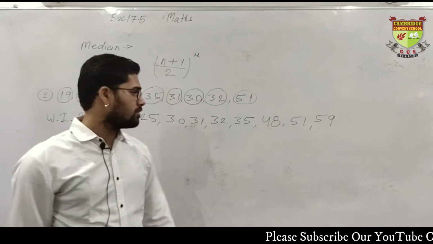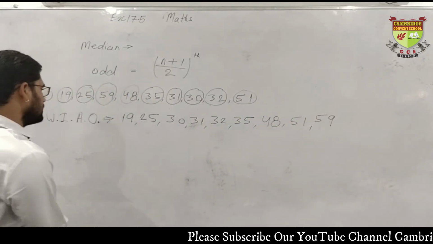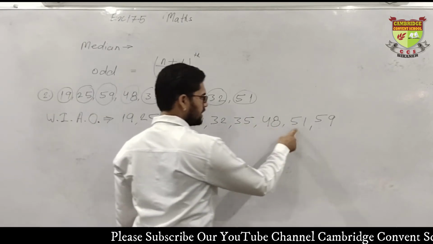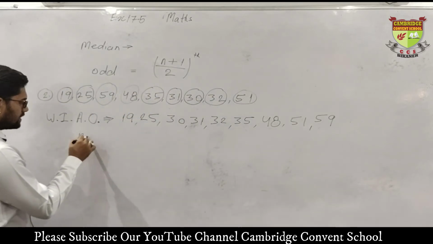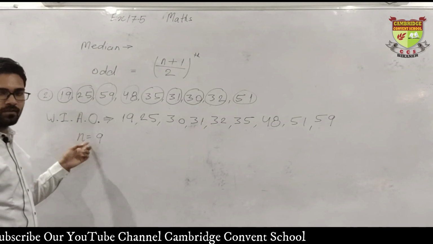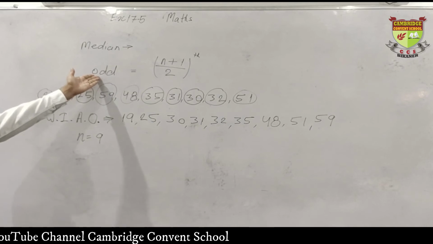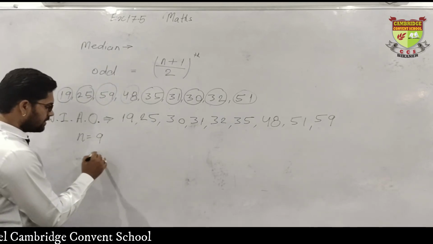Now we will count how many numbers there are. 1, 2, 3, 4, 5, 6, 7, 8, 9. 9 numbers are there, so n is 9. Is 9 odd or even? 9 is, of course, an odd number. So we will apply the formula for an odd number. So what will be the median? We will find it.